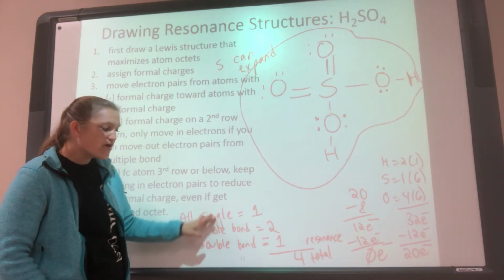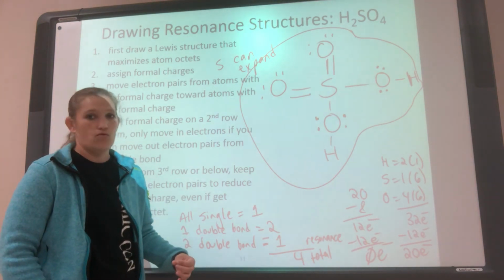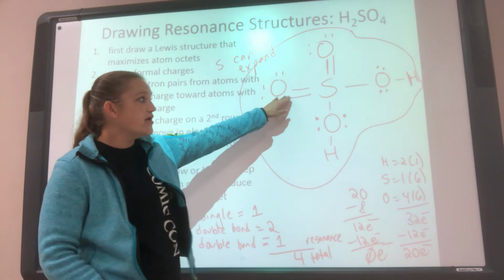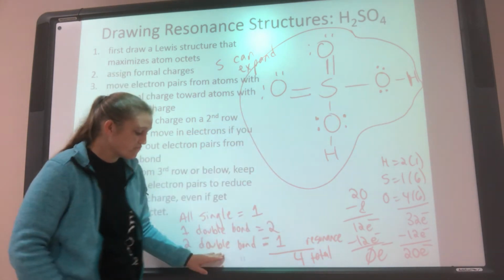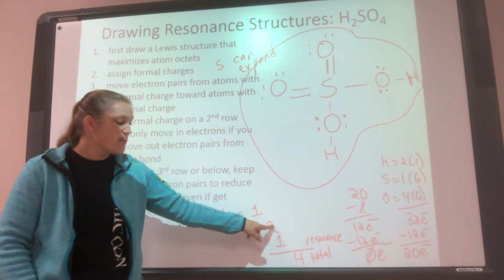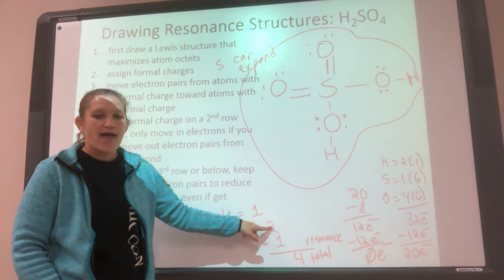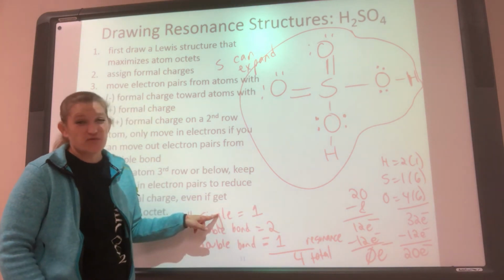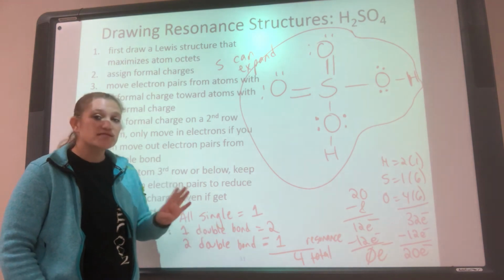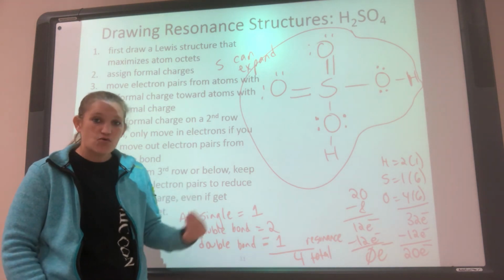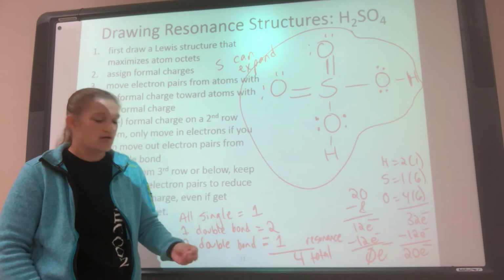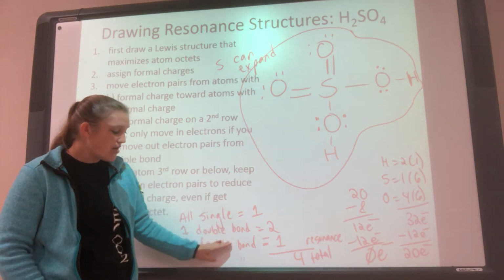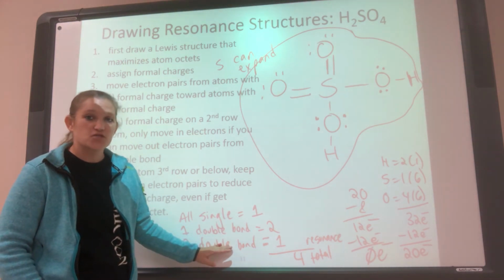Now, are all 4 of these equal? No. Okay? This one is the best resonance structure. One single bond, these 2 were equal, and they're not as good as this one, but better than that one, and this one's the worst resonance structure. So I have 4 resonance structures, but they're not all equal in their stability. As I get more double bonds, I get better resonance structures.